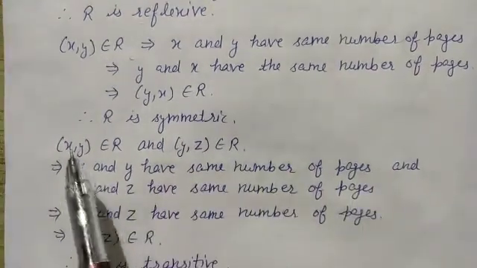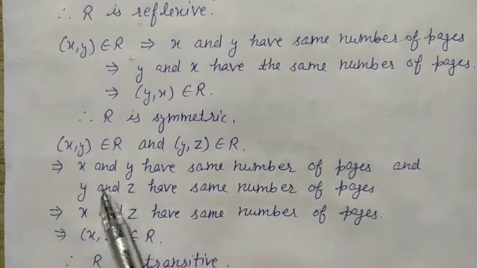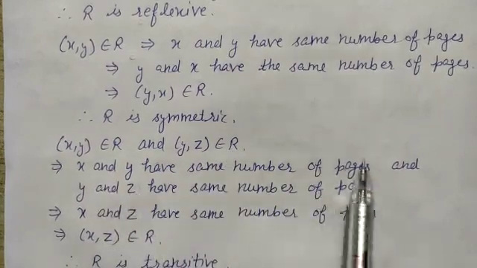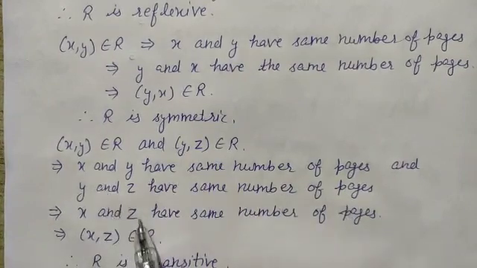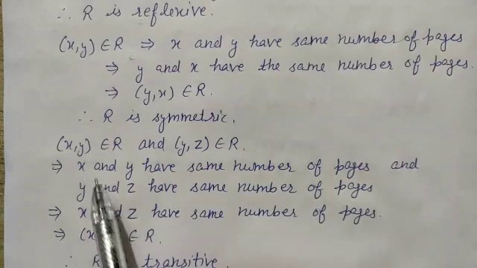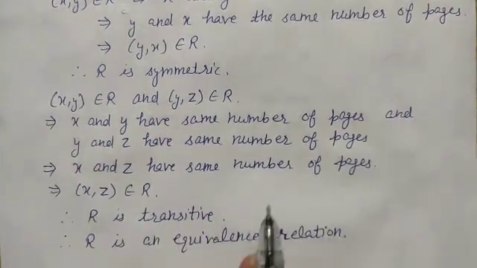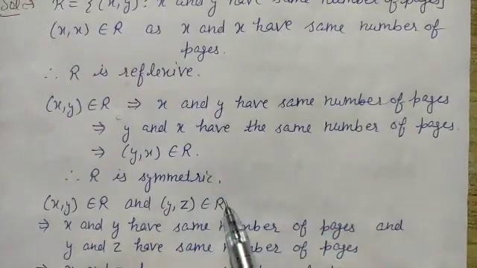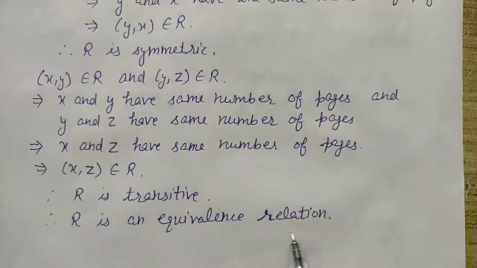Now for transitive, (X, Y) belongs to R and (Y, Z) belongs to R. X and Y have same number of pages and Y and Z have same number of pages. So X and Z also have same number of pages. So (X, Z) belongs to R. So R is transitive. So here R is reflexive, symmetric and transitive. Hence R is an equivalence relation.